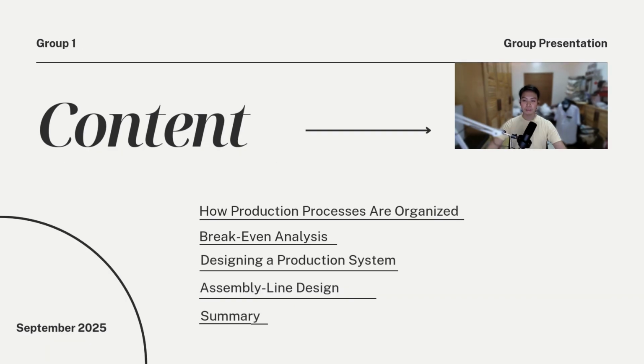This chapter includes five parts. First, how production processes are organized. Second, break-even analysis. Third, designing a production system. Fourth, assembly line design. And last, summary.